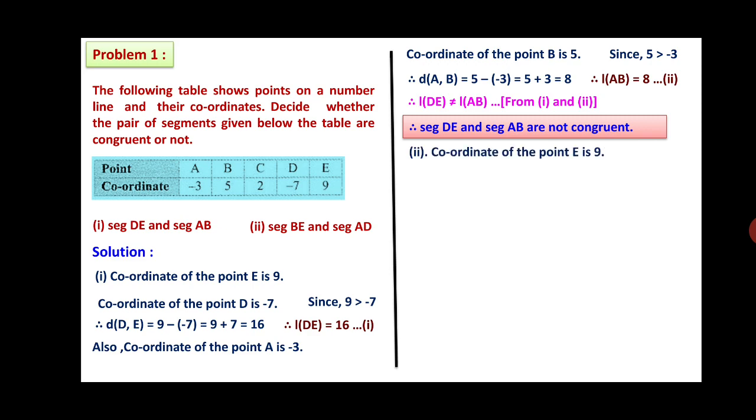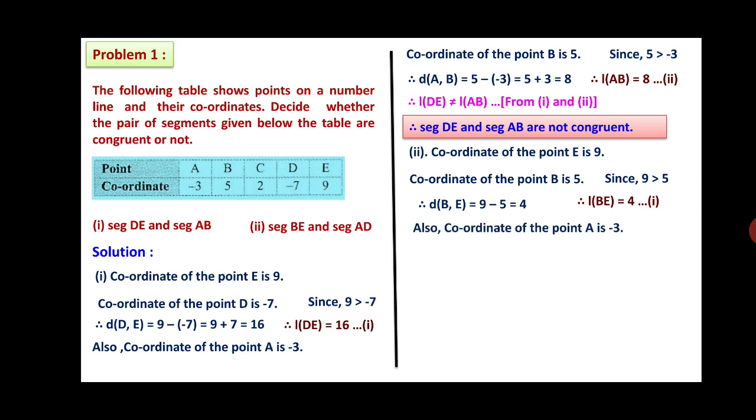Now, see the second. In the second, BE and AD segments, we are going to find out the lengths. So, coordinate of the point E is 9 of BE and coordinate of the point B is 5. Clearly here, 9 is greater than 5. So, distance between B and E is 9 minus 5, which is equal to 4. Therefore, length of BE is equal to 4, statement 1.